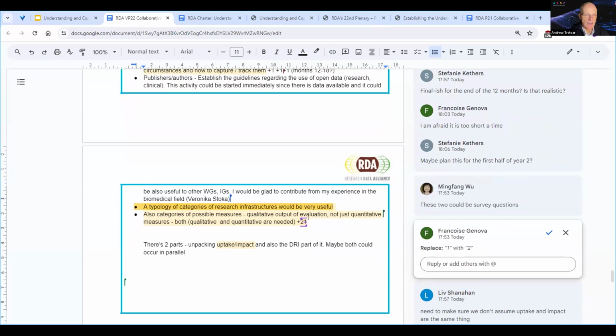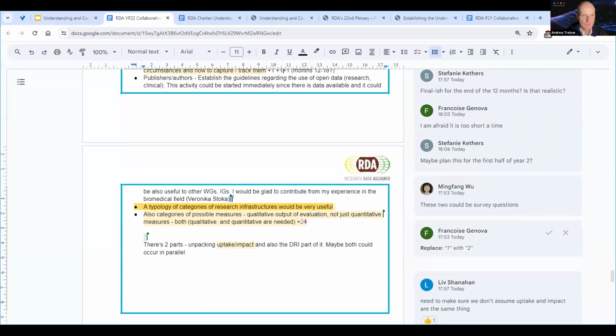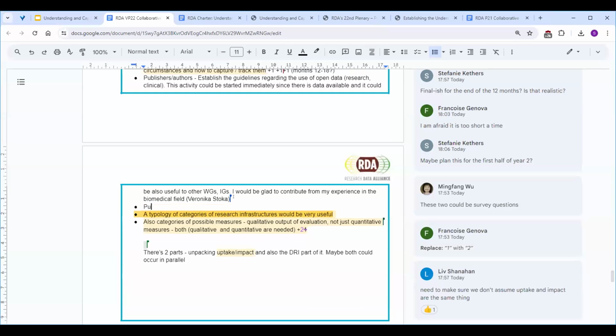Okay, so I understand now. It's a question about publisher policies, it's a question about author guidelines, and maybe a question about funder policies as well.